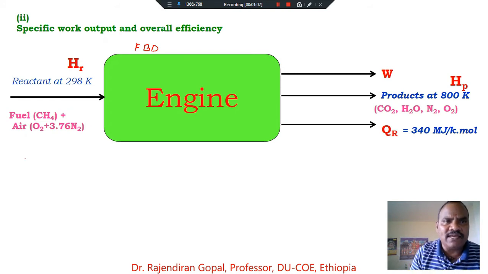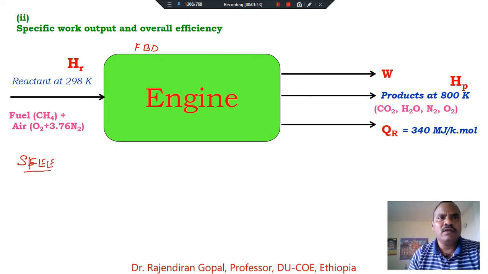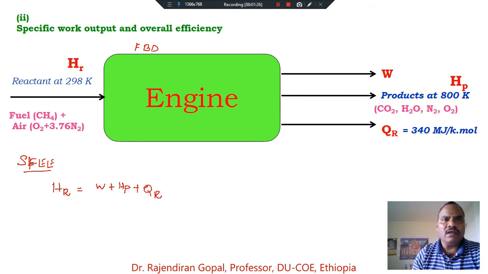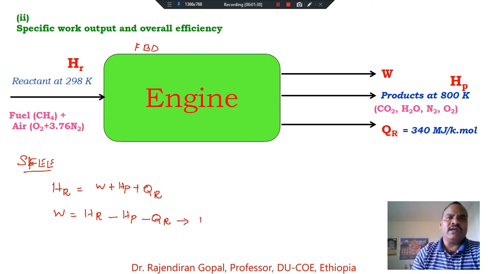When we are writing the steady flow energy equation, we can write that the enthalpy of the reactant, that is inlet, is equal to work plus enthalpy of the product plus heat rejected. Now this work is equal to enthalpy of the reactant minus enthalpy of the product minus heat rejected to the surrounding. We can take it as equation 1.